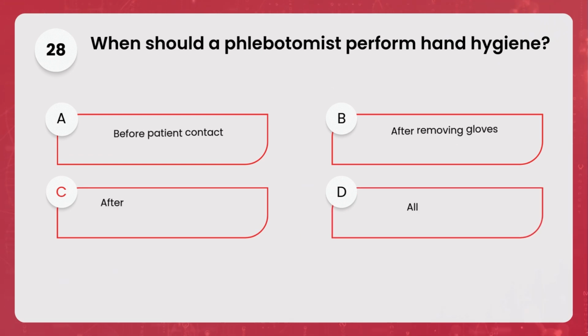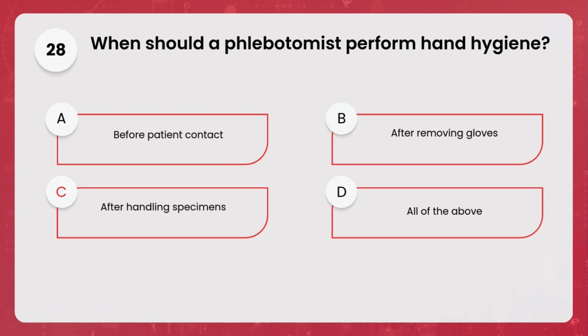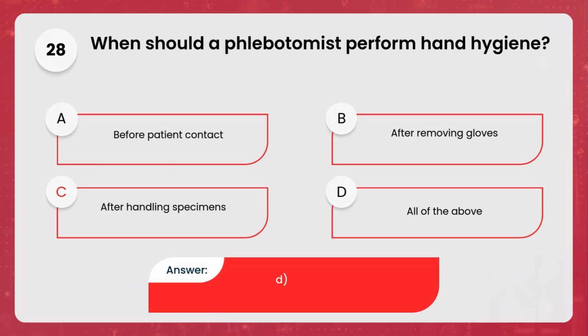Number 28. When should a phlebotomist perform hand hygiene? A. Before patient contact. B. After removing gloves. C. After handling specimens. Or D. All of the above. The answer is D. All of the above.